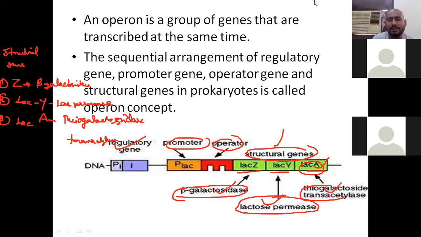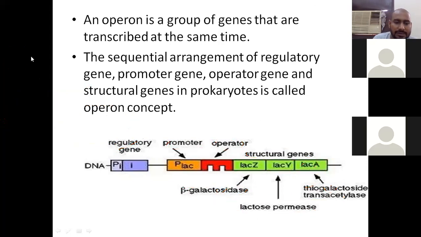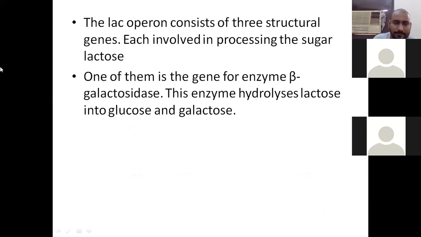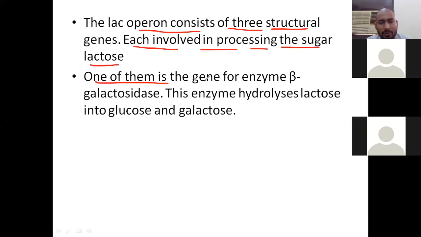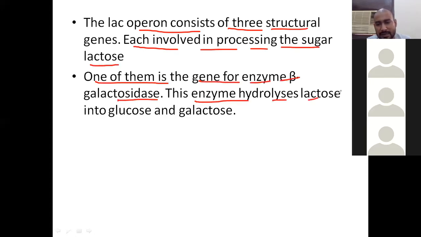Now look at it. This is the sequence you have to learn. Normally, the operon consists of structural genes each involved in the processing of the sugar lactose. One of them is the gene for the enzyme beta galactosidase. The enzyme hydrolyzes lactose into glucose and galactose. We know lactose is a disaccharide.